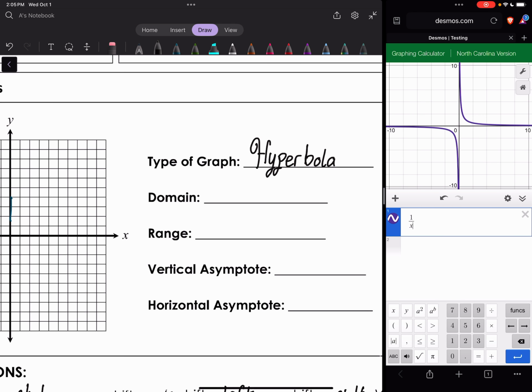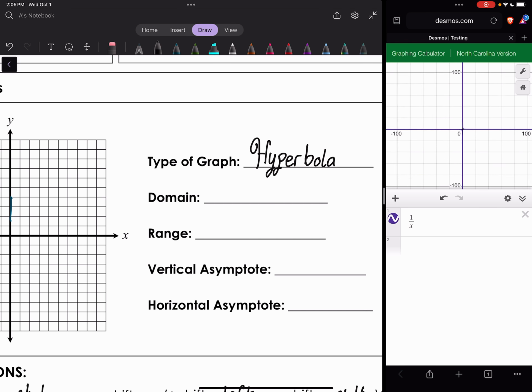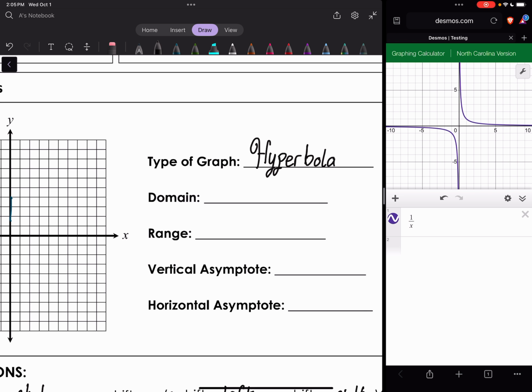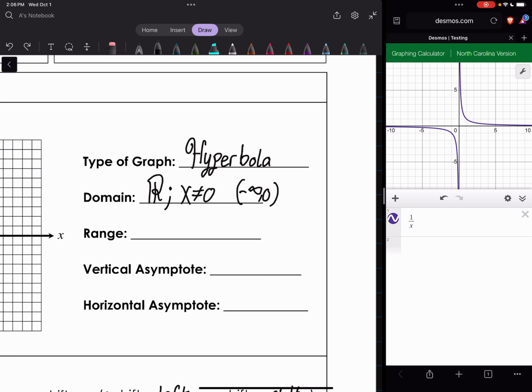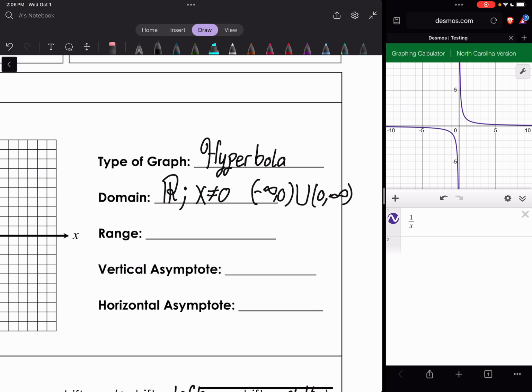My domain of a hyperbola. I can zoom out and you can see the lines are going both left and right. Notice it never touches the y-axis. X equals 0 is never a coordinate. Here's my domain. You can say two things. Number one, you could say all reals but, semicolon for but, x does not equal 0. Or you could put negative infinity to 0, union, that was a very bad U, union 0 to infinity. I don't care which one you do, pick one, do the same thing for range.